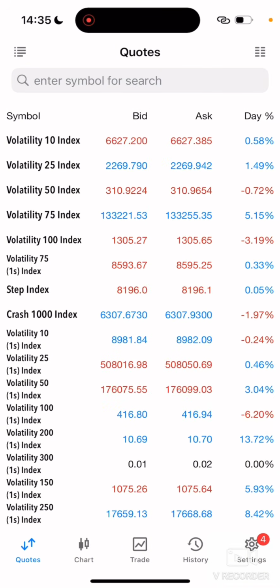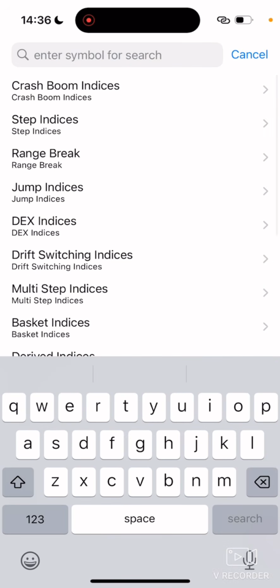Yeah, so I will love to show you guys a few things on MT5, and I believe this is going to help you in your trading journey too. Okay, so here on my MT5, we have different indices that are available for traders to trade. We have the crash and boom, we have the step index, we have the range break, we have the jump indices, we have the DEX indices, the drift switching indices.